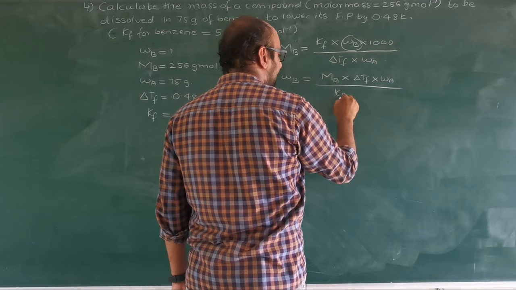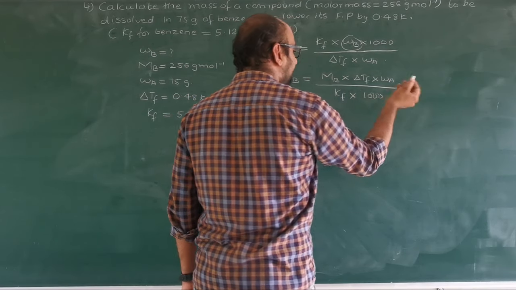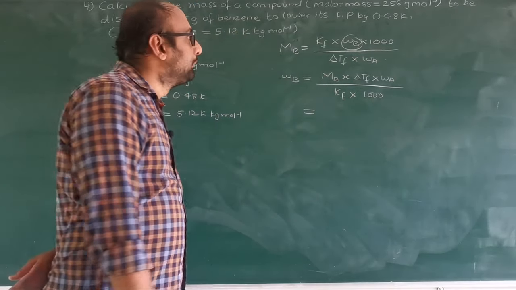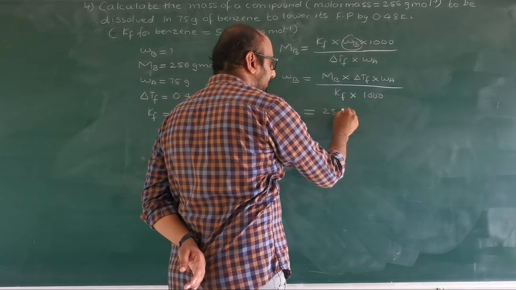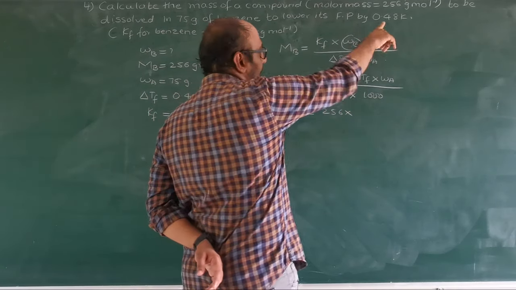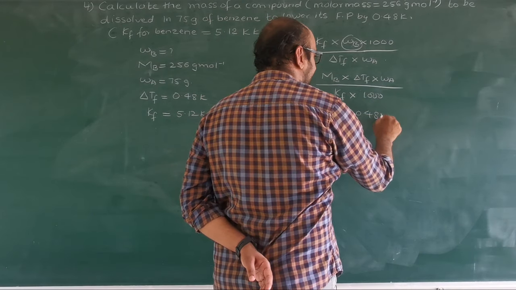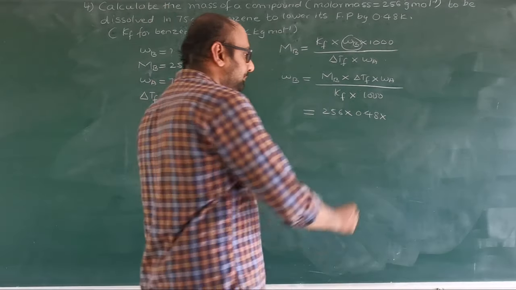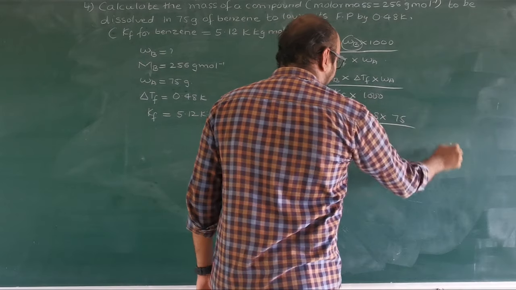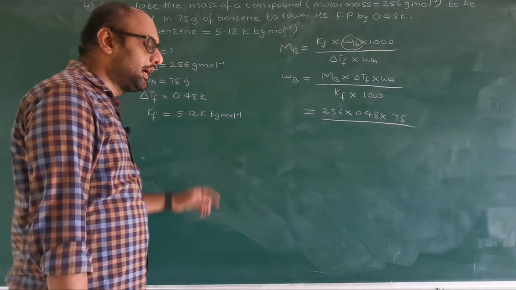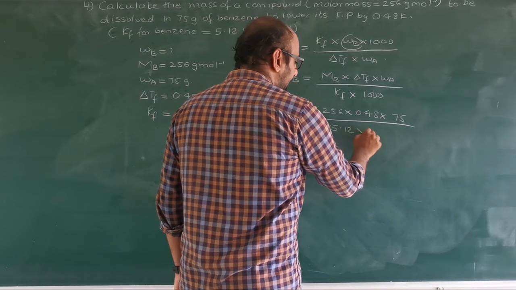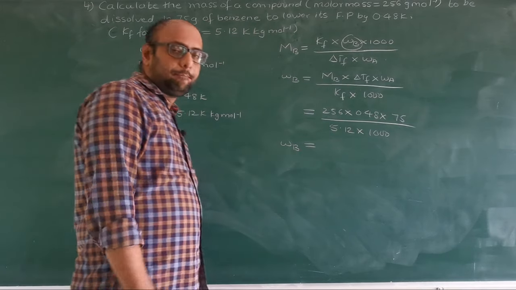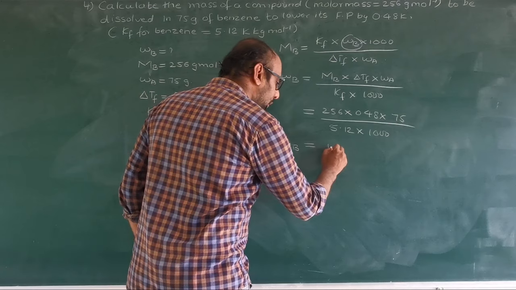So KF multiplied by 1000. Now this is equal to, what is the value of MB, molar mass? It is 256 gram per mole multiplied by delta TF, it is 0.48 into WA, mass of solvent, that is 75 grams, divided by value of KF, that is 5.12 into 1000. This is equal to, so when you calculate all this, you will get a value 1.8.